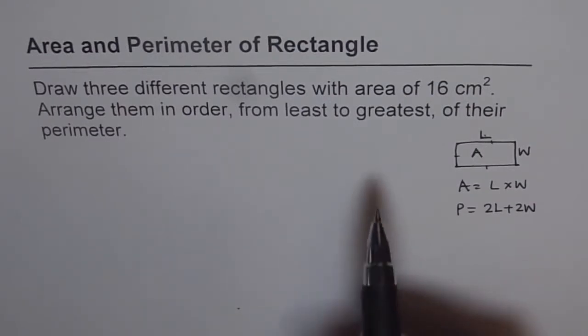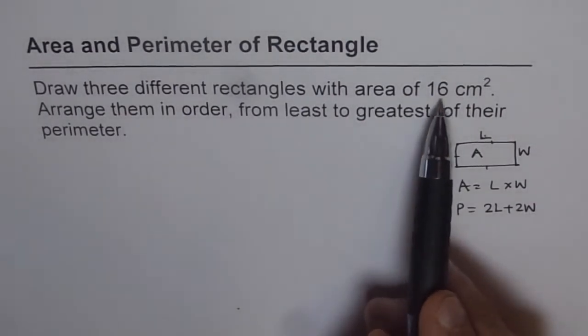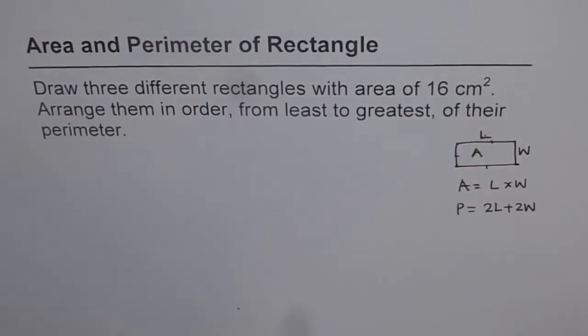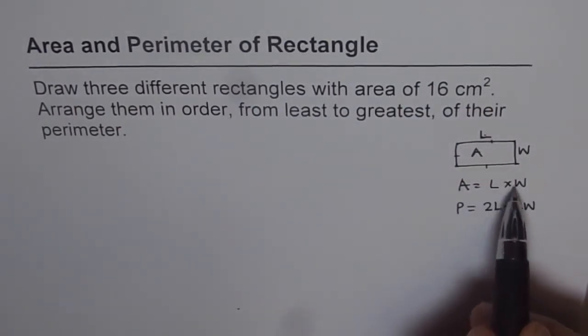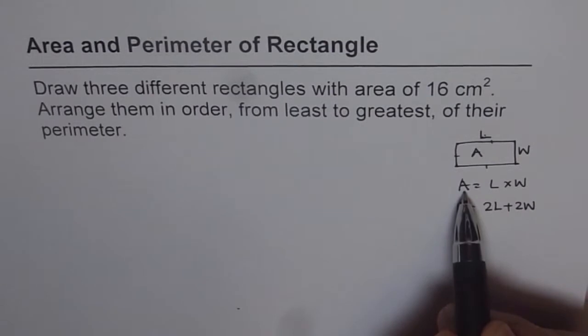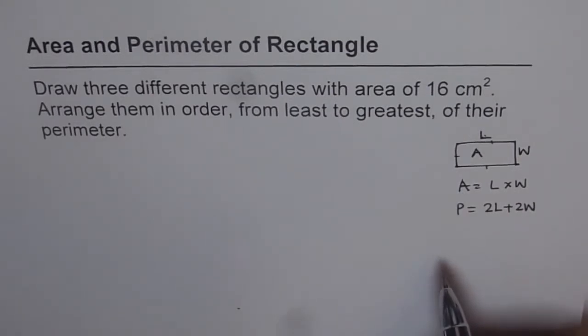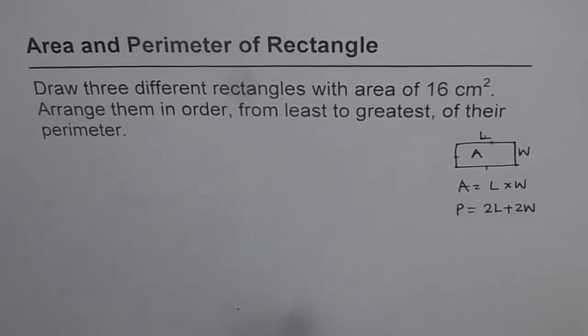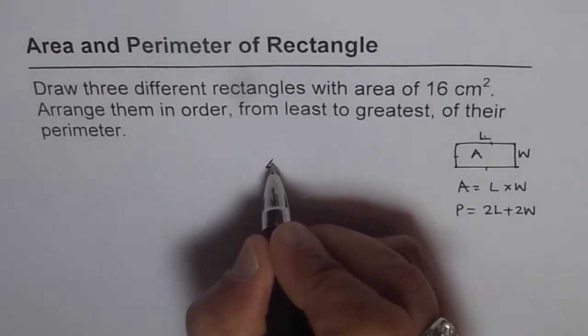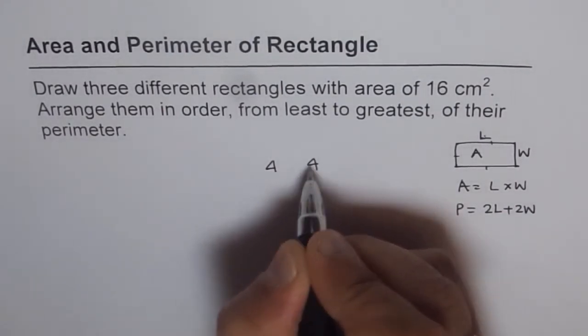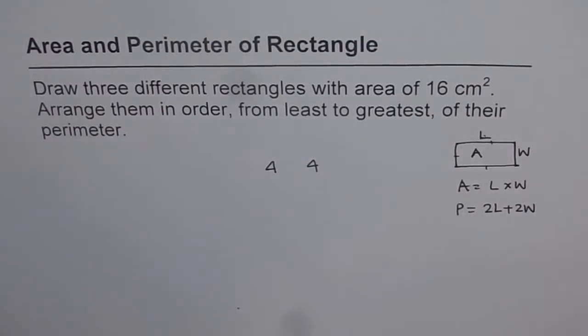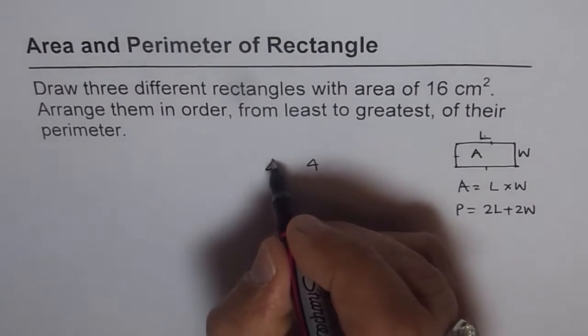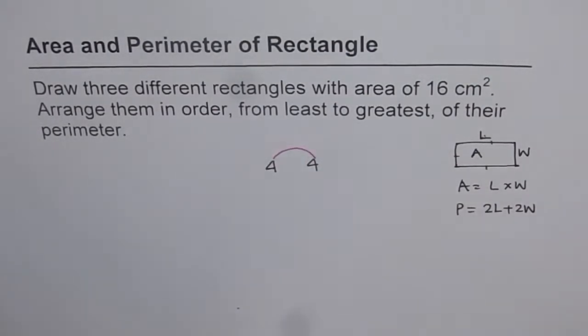Now, how can we draw rectangles with area of 16 centimeters square? That means when you multiply two numbers, you should get 16. What could be those combinations? Let's look at it. Those combinations could be 4 times 4. 4 times 4 is 16, right? Let's connect them. So we have 4 times 4 as one combination.